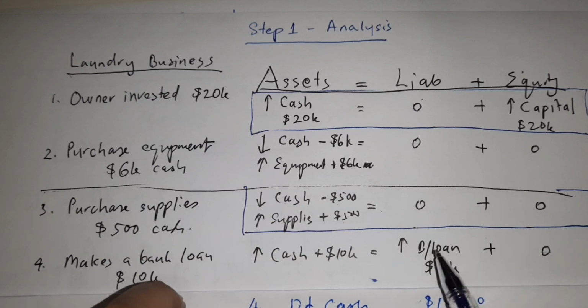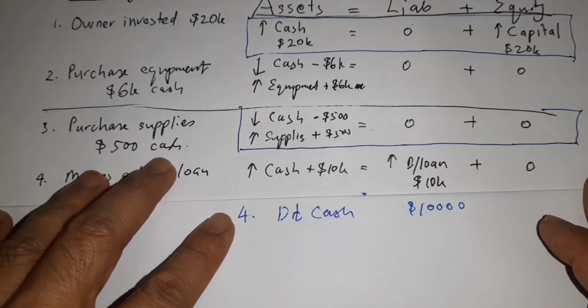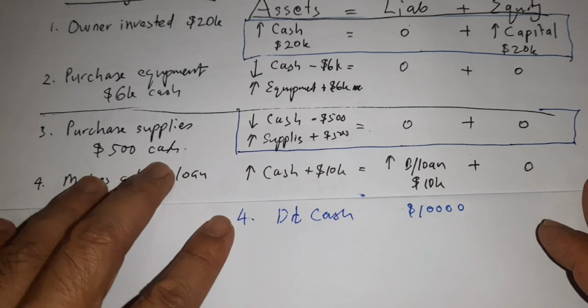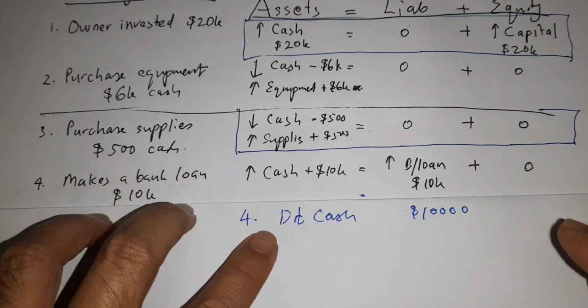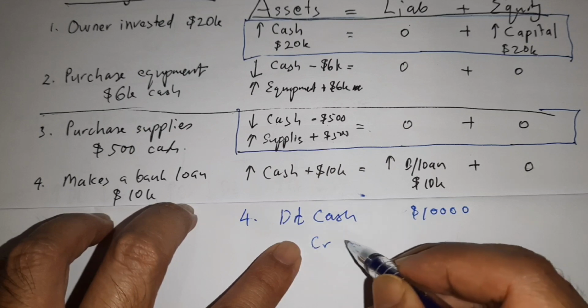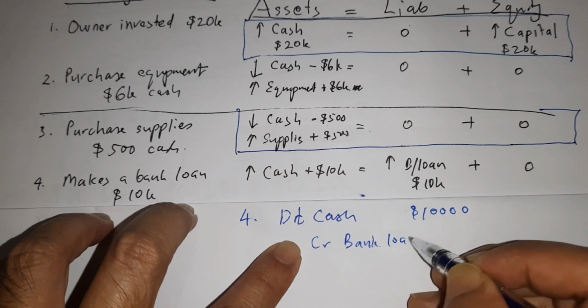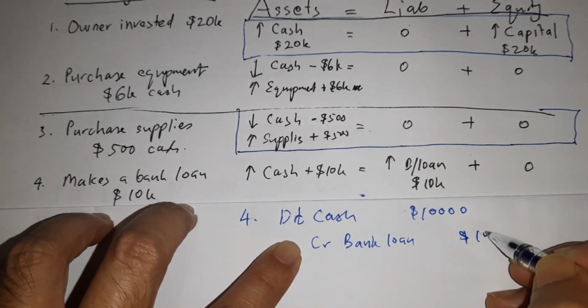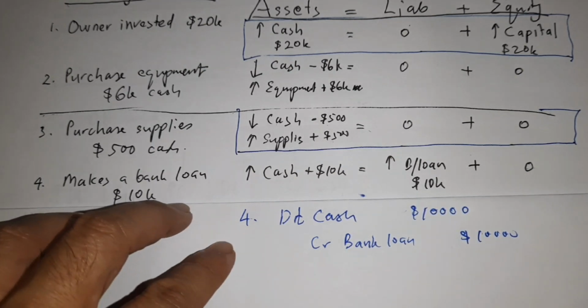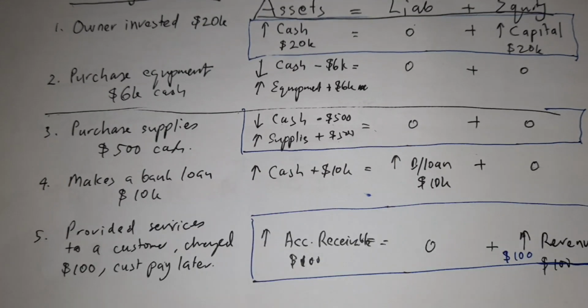And then here liability increases. Okay, liability increases. So remember, the rule of debit and credit says when a liability increases, you have to credit the account. So credit account bank loan, $10,000. Okay, now this is done, and then the transaction number 5 happened.